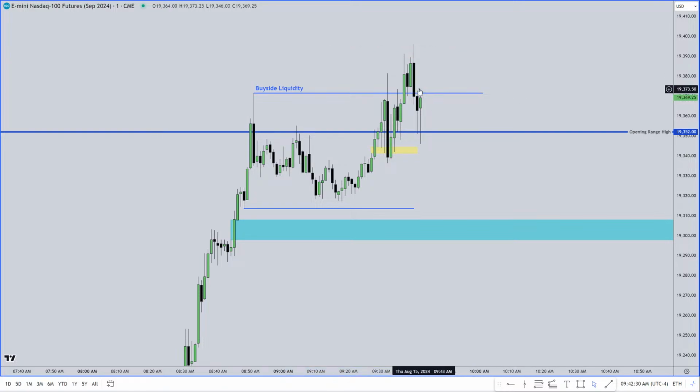Okay, small little gap right here. Right there, between that candle and this candle's high.